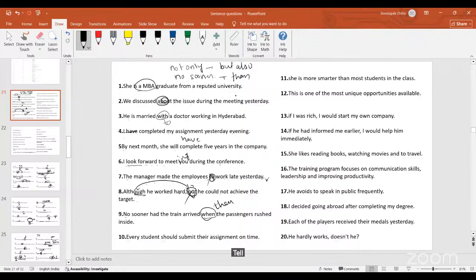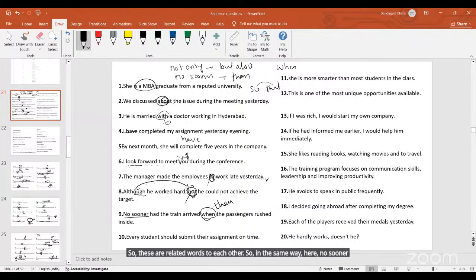Tell me. Scarcely. Which word you can remember? Scarcely. When. Scarcely when. No sooner than. Not only but also. Okay. So that. So these are related words to each other. So in the same way here, no sooner is than, not the when. That is correct answer. Than is the correct word to use.